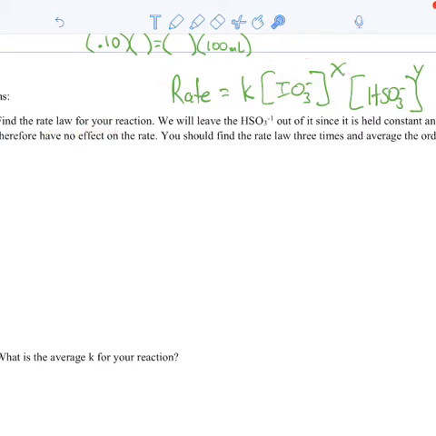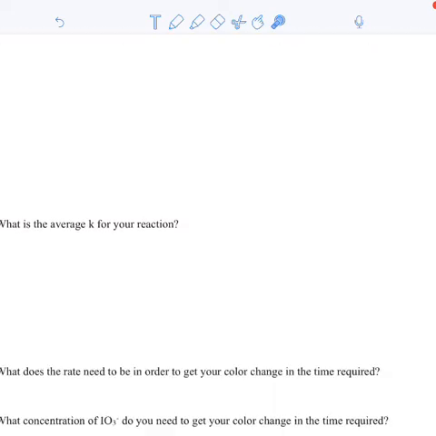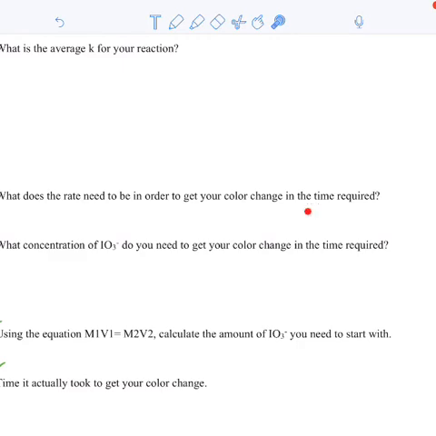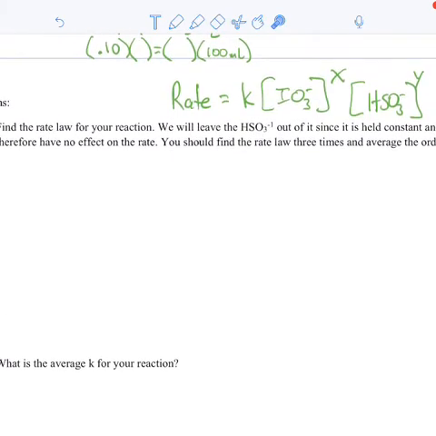And that's your goal right here. It says to find the rate law for your reaction. We're going to leave out the HSO3 minus. You should find the rate law 3 times and average the order. This would have been really important, because when you get down into here, if you were actually trying to make it work, you wanted to have as good a data as you can. We're still going to do it. It's going to give us some practice.